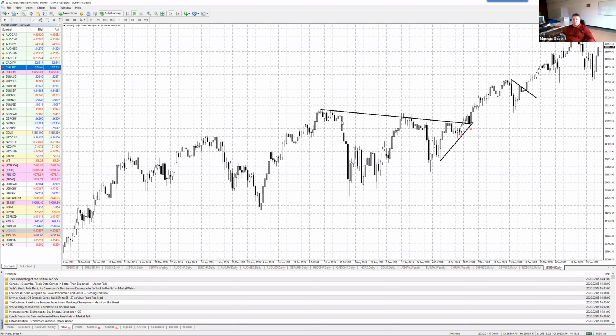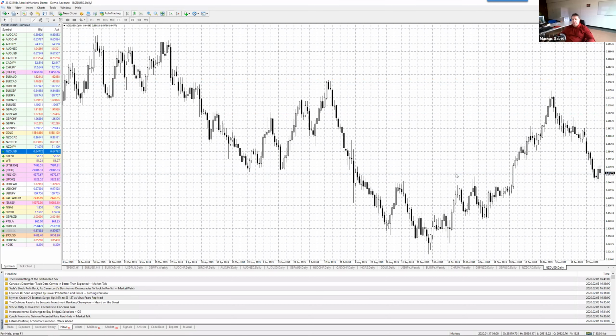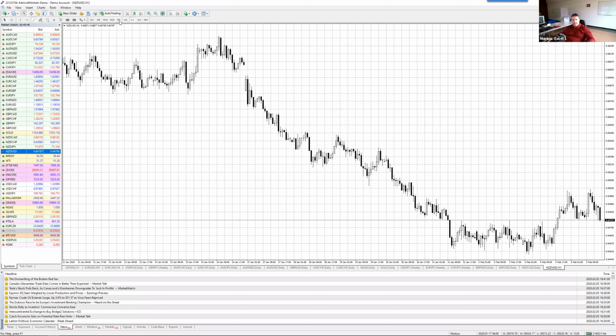So maybe another one. You see it's always the same. Broken trend lines, dumping us in that way. Let's see if I can find a little better one. Maybe this one. So you see the trend line here. That's the trend line.